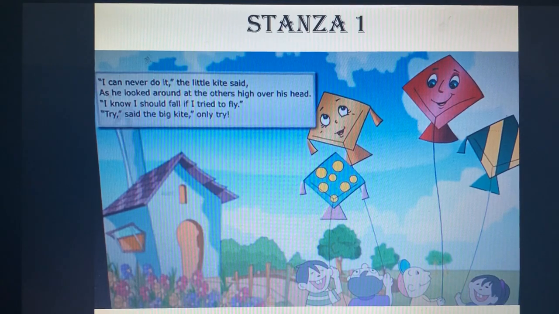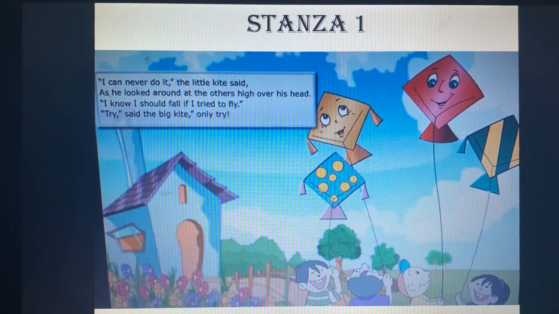I can never do it, the little kite said. The choti wali patang ne kya bola, main kabhi nahi kar sakti. As he looked around at the others high over his head, jaise usne upar dekha, ek choti si patang hai, usne upar dekha sky mein, aasman mein, ki sab to itne mere se upar upar ud rahe hain, lekin main nahi ud sakti. I know I should fall if I try to fly. To usne bola ki main agar koshish bhi karungi to fir bhi main gir jaungi.